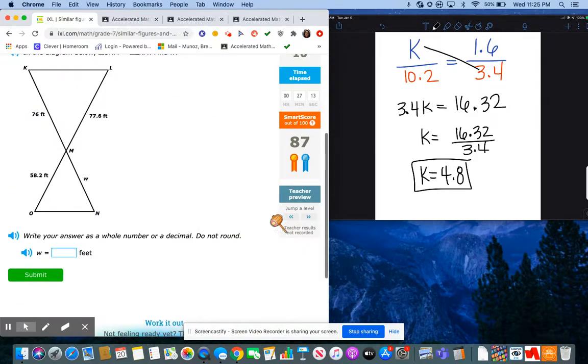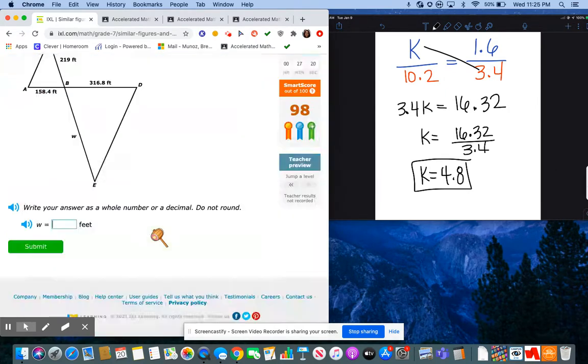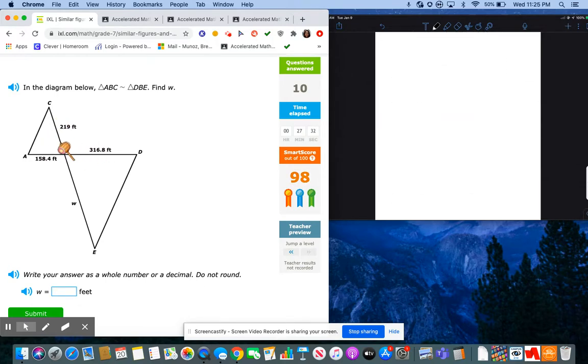Right? Let me jump. I hope we already get to the challenge zone. Yes, already. This is going to be the hardest part of this lesson, the X.18. So here, I think it's only harder because the numbers are larger, right? But it's the same exact process. So don't get intimidated by the large numbers. Remember, you can still use a calculator. Just set up the proportion, or else you don't know what to do.